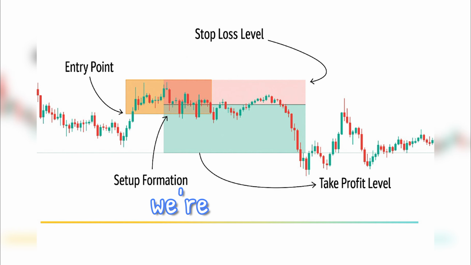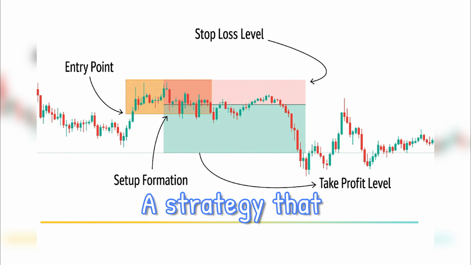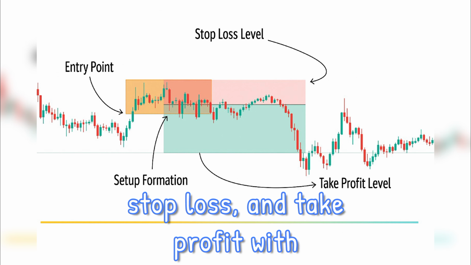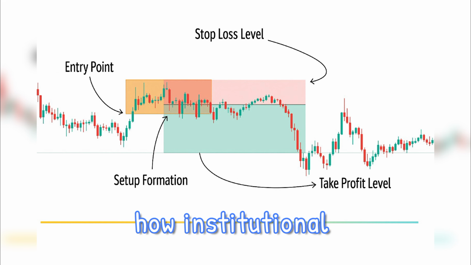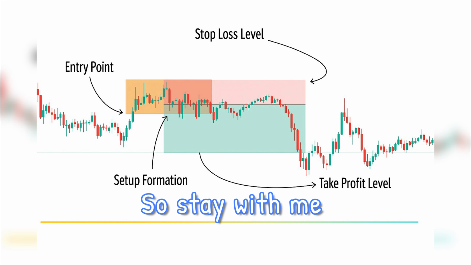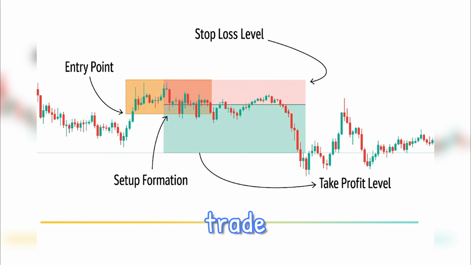In this video, we're going to break down one of the most powerful trading setups using price action, a strategy that clearly defines your entry, stop loss, and take profit with perfect risk to reward. Whether you're a beginner or a pro, this setup can help you understand how institutional players trap traders and how you can profit by trading against the crowd. So stay with me till the end because this one chart explains a complete A to Z trade execution.